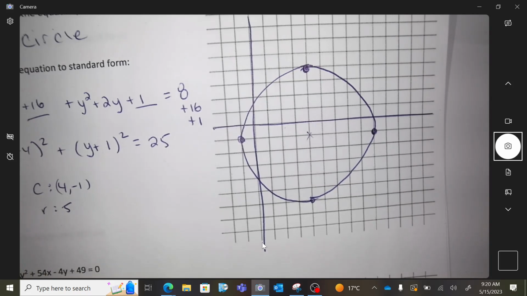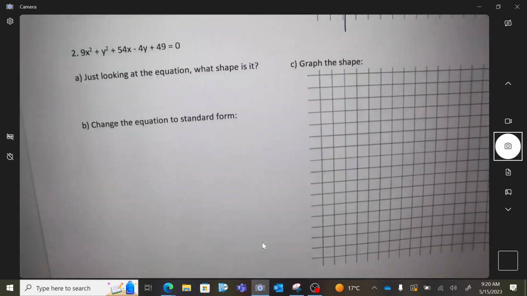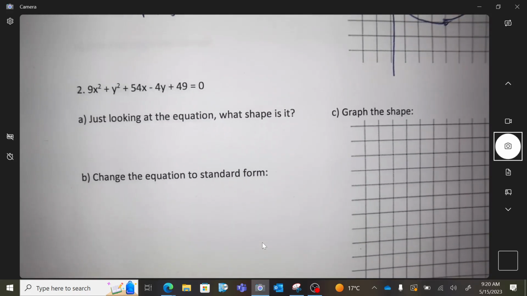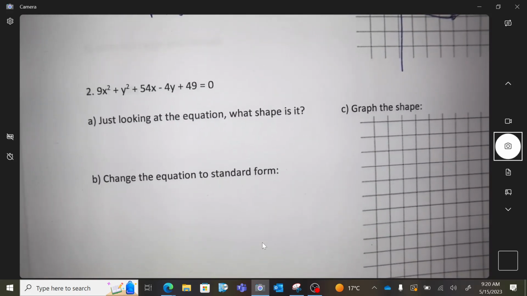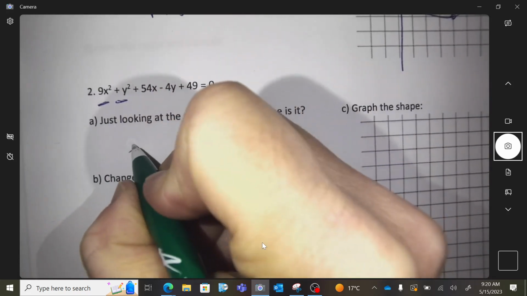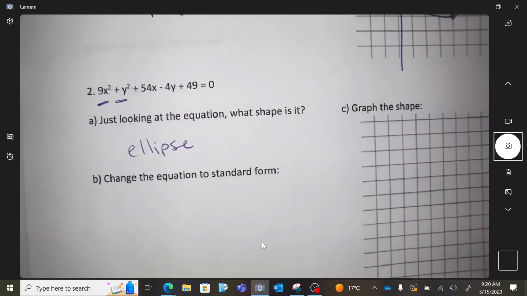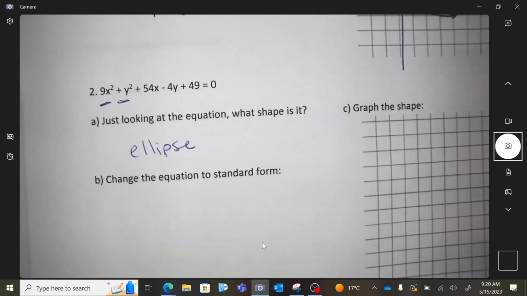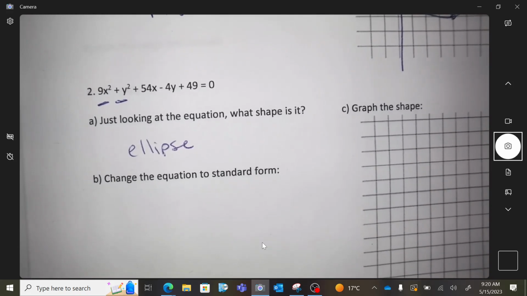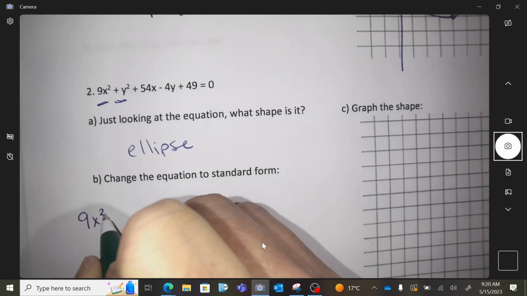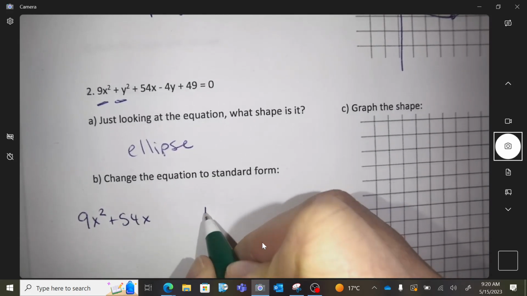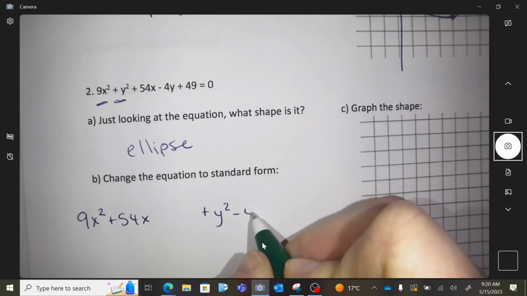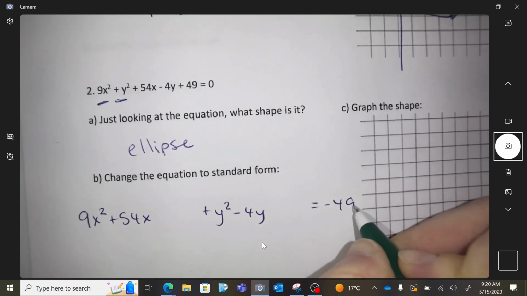You probably could see questions about domain and range, I would think, attached to that. Okay. All right, next one. Boom, what is it? Ellipse. I'm adding, but they're different. Okay, so same idea. I'm going to group the x stuff together, group the y stuff together, and move the number.